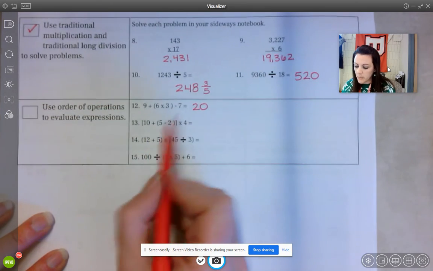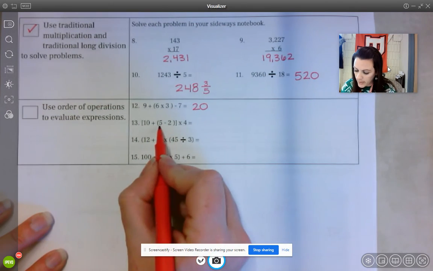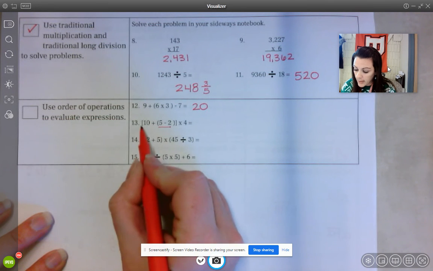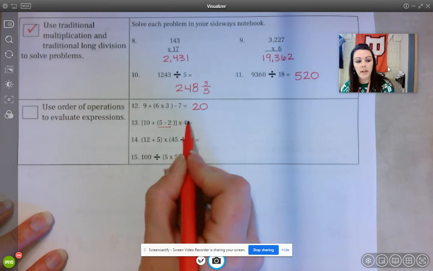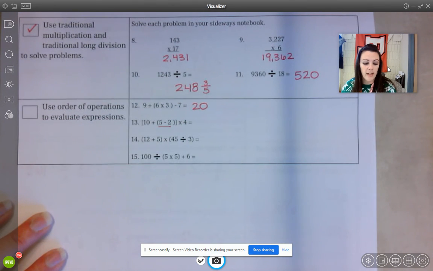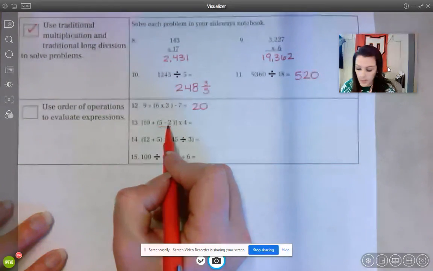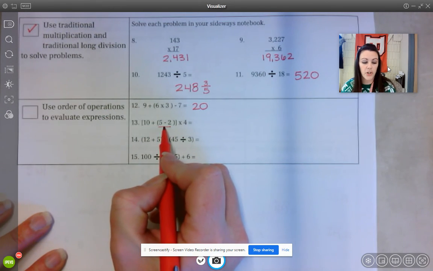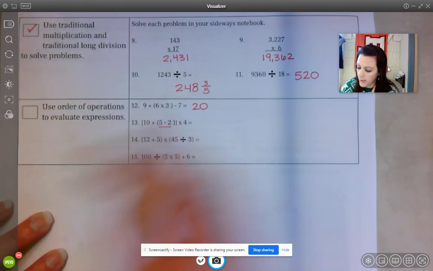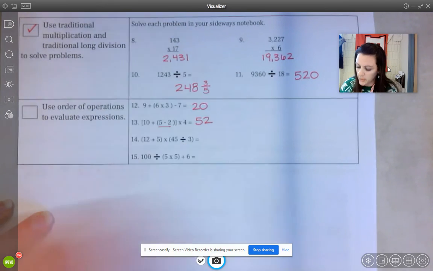Question number 13, we're going to start on the inside here. We're going to subtract, then we're going to add, and then we're going to multiply. What do you get for your final answer for number 13? Let's check it out. 5 minus 2 is 3. 10 plus 3 is 13. Multiply that by 4. You got 52.